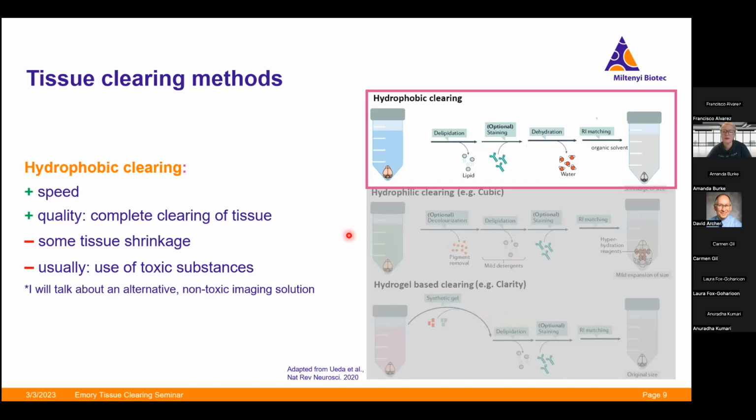And that is because it can be applied to a variety of different tissues. It's really robust. It's really quick. Just to give full disclosure, with this method, there is a little bit of tissue shrinkage, but as we get into the nitty-gritty details, I'll show you how the protocol has been adapted to try and reduce this. And then there are going to be some toxic substances in the actual clearing application itself. But I will talk about an alternative imaging solution. So at least during your imaging sessions in an open environment, this will be done in non-toxic circumstances.